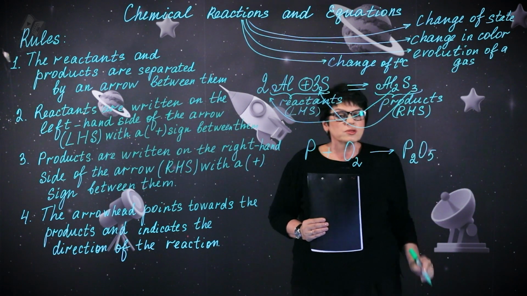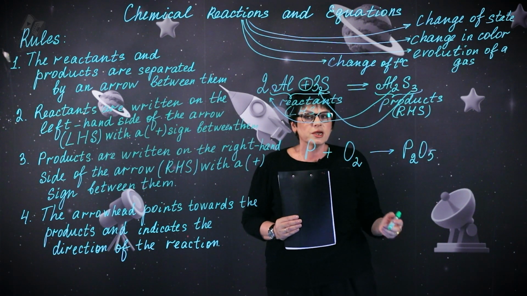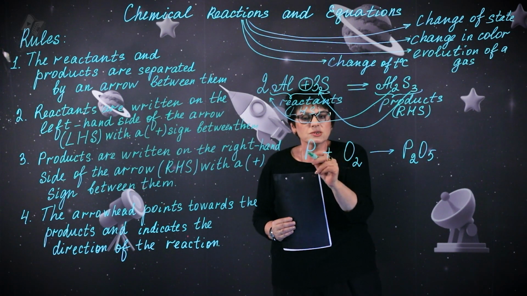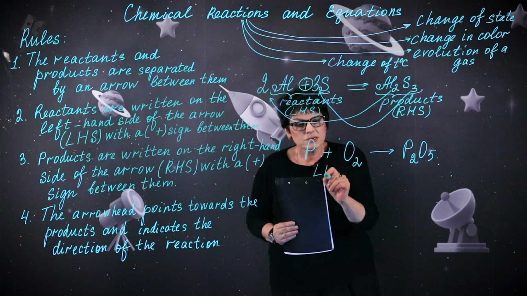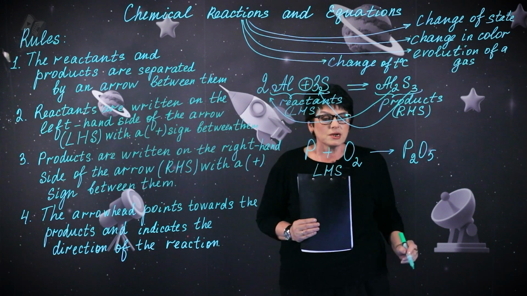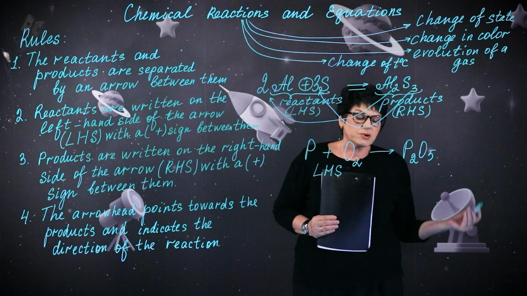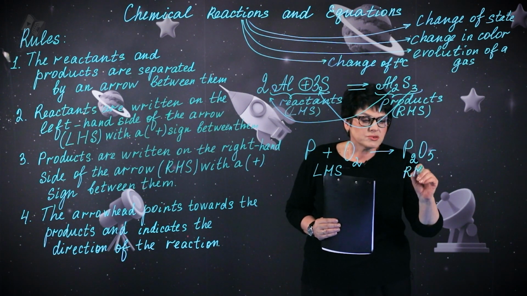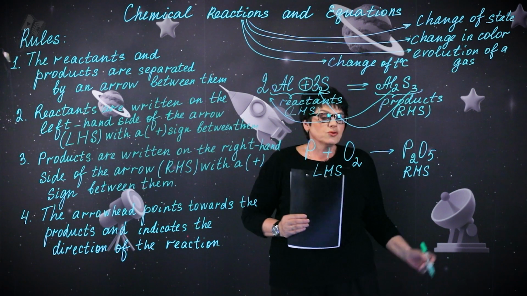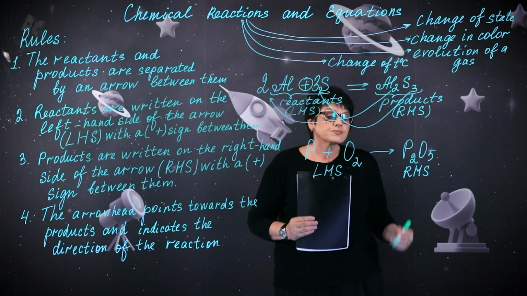Well, let's figure out what the reagents are in this case. The reactants are phosphorus and oxygen. They are written on the left side, so essentially this is the left side of this chemical reaction. So what do we have on the right side then? These are the products obtained from the reaction, so here we recorded what we obtained. All right, in that case, we need to equalize.